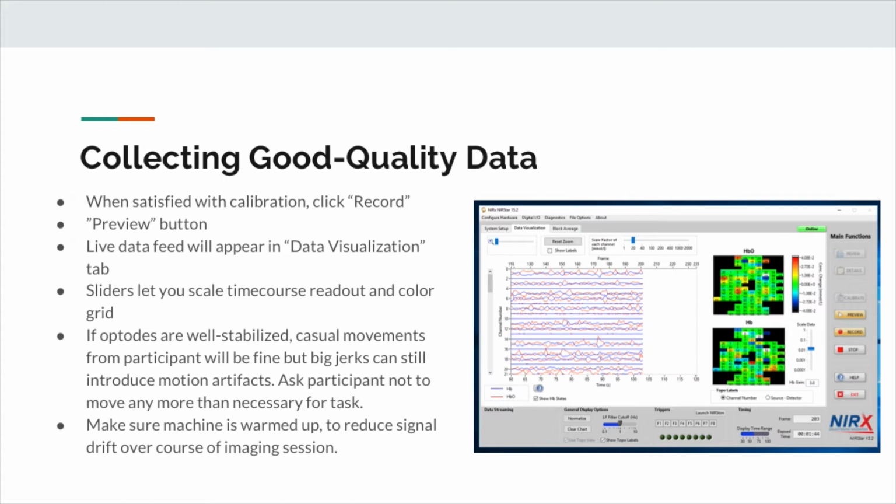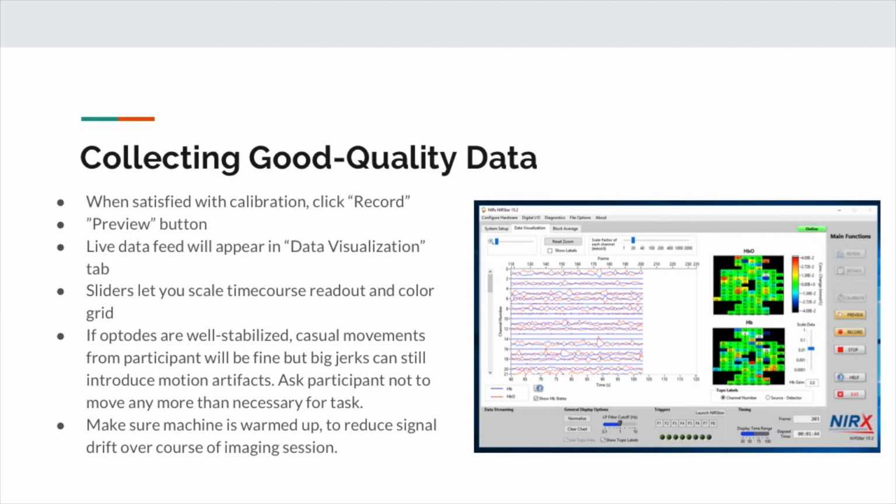If the optodes are well stabilized, casual movements from the participant will be fine. Things like resituating in the chair or speaking, kind of moving around, should be okay. You don't want them head banging. Really jerky movements will be more likely to cause optode motion, so don't run a study with jump scares in it or something like that.